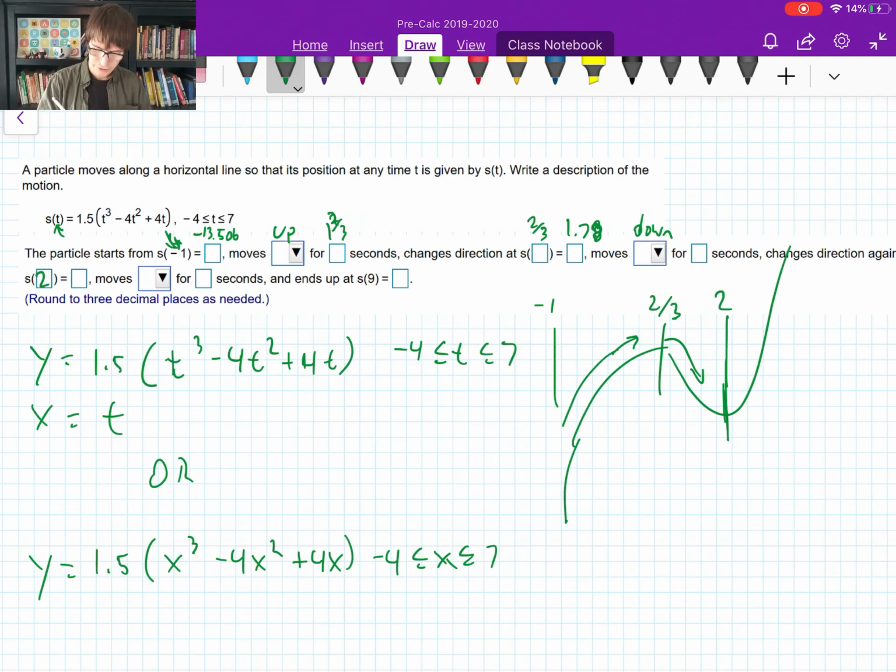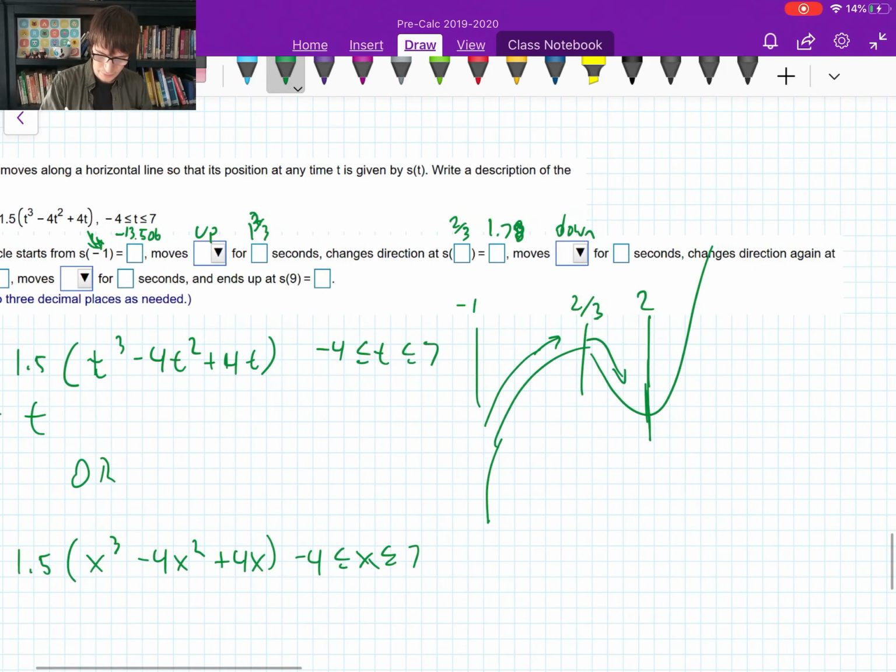If it starts at 2/3 and then goes to 2, that means it's been moving for 1 1/3 seconds. So it's 1 1/3 seconds. That's how long it goes down for.